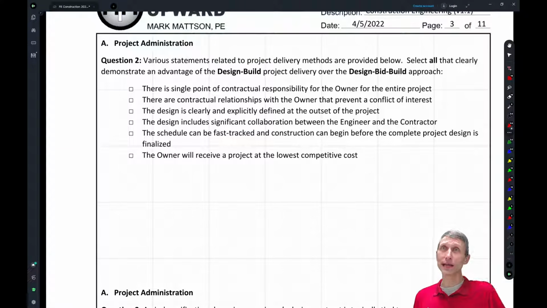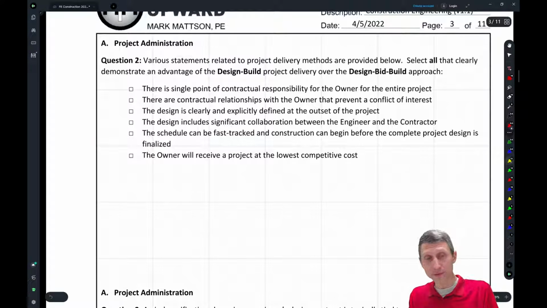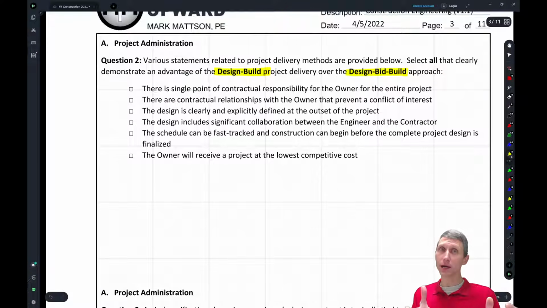And the question says, various statements related to project delivery methods are provided below. Select all, so that means you have to check multiple boxes here. Select all that clearly demonstrate an advantage of design build over design bid build. So we just talked about that delivery method of design bid build, right?